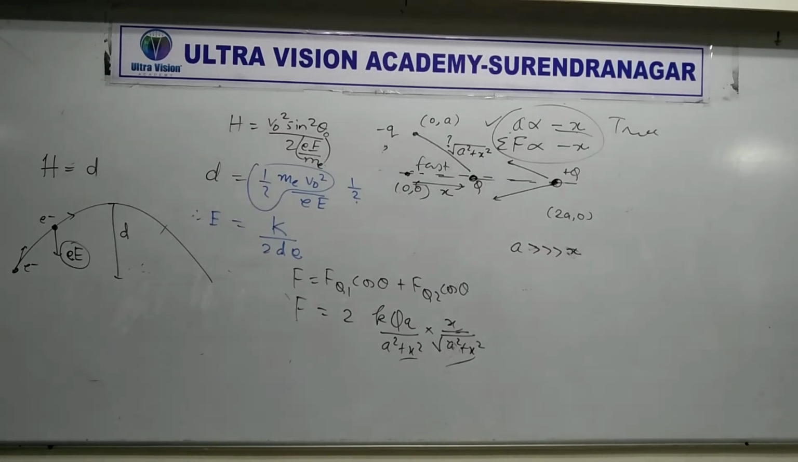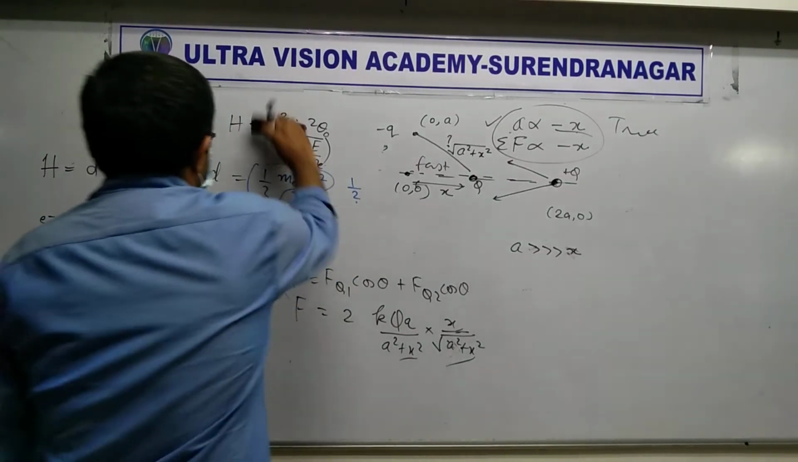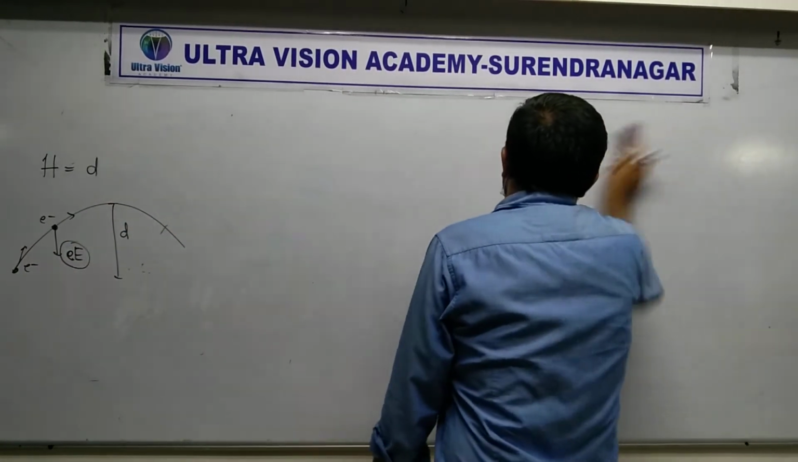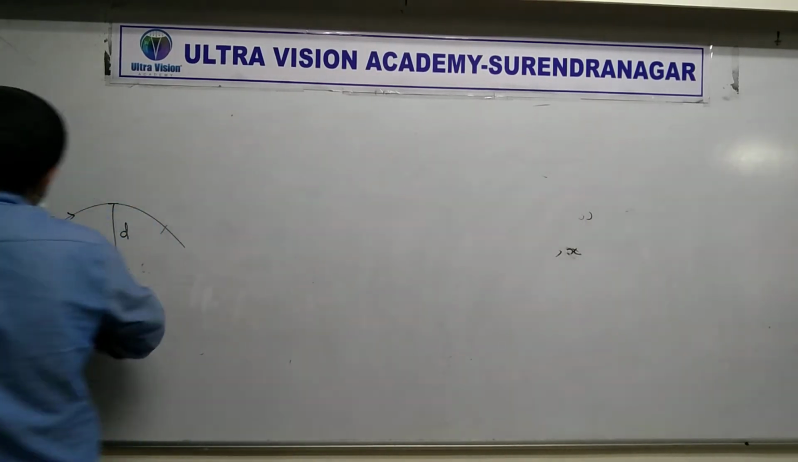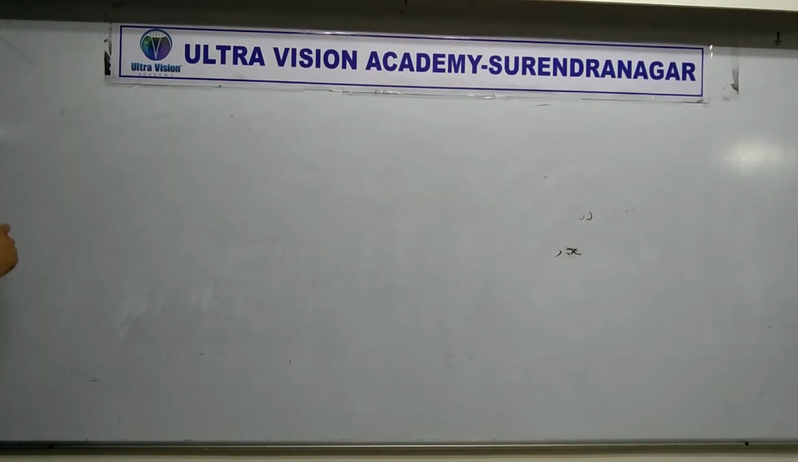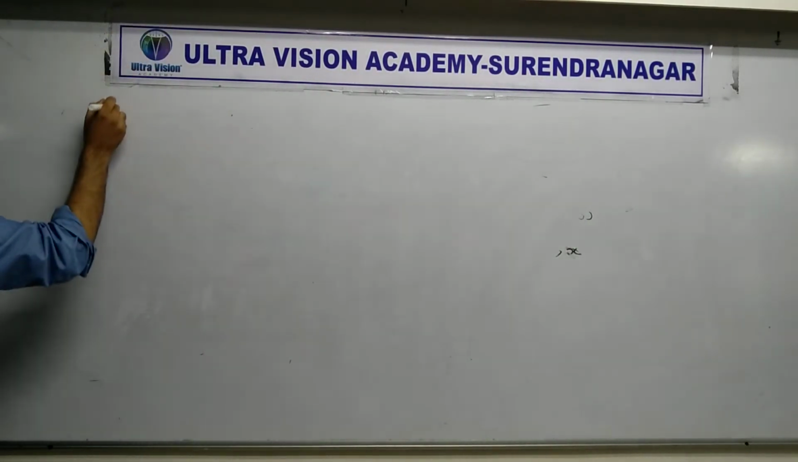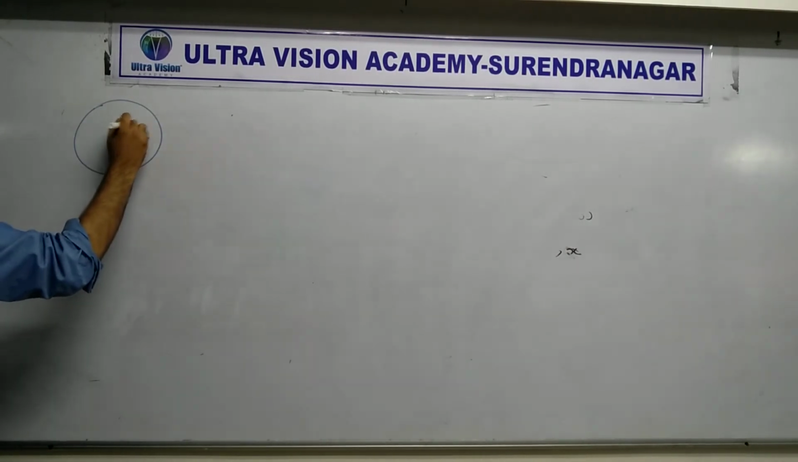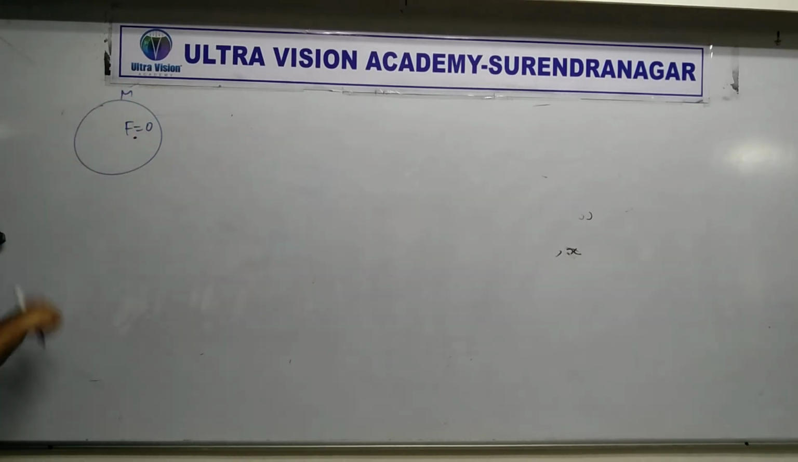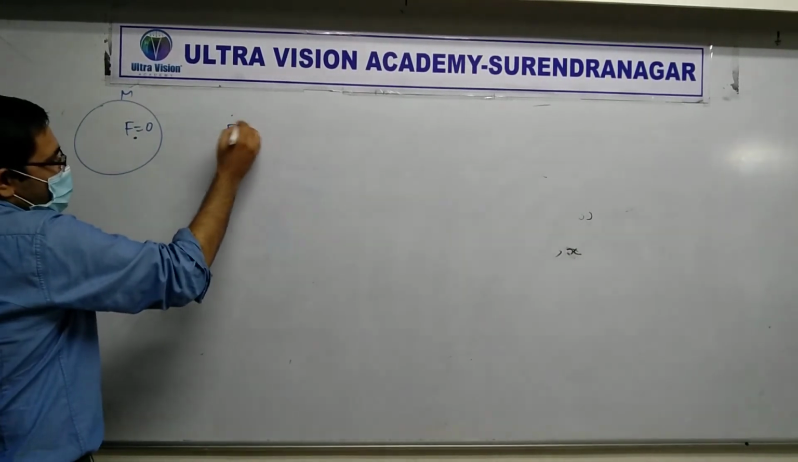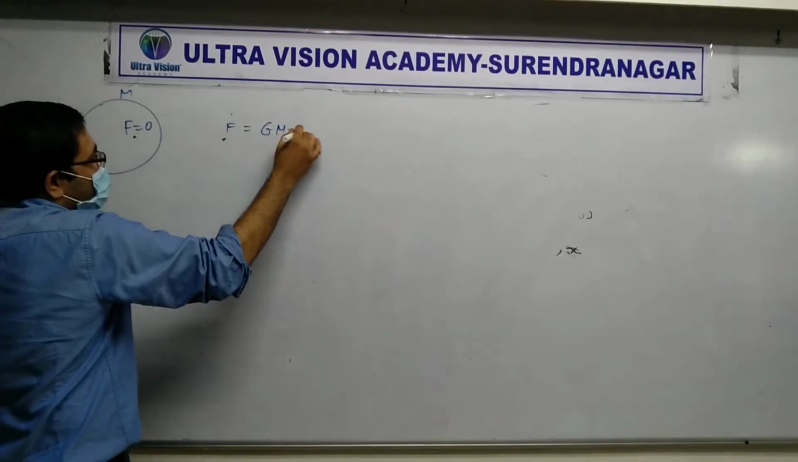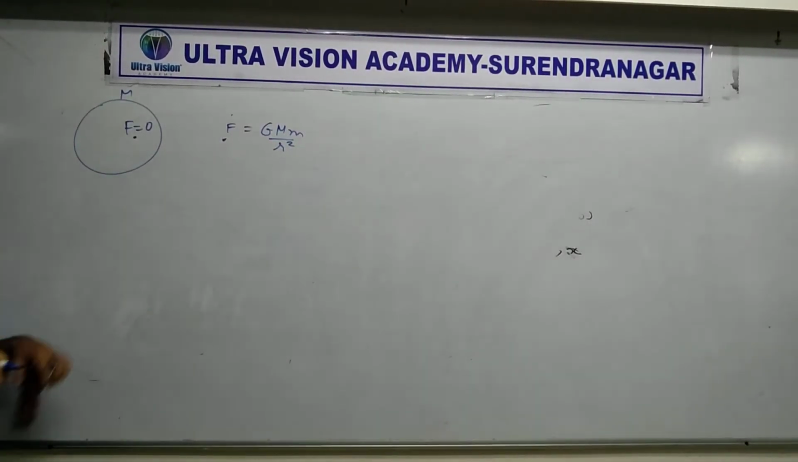Proof, of course, I will tell you. Do you remember that in gravitation we have learned that if there is a shell, a uniform shell, then the force inside the shell is zero? Do you remember that? Yes. And for outside the shell, you can just assume that all the mass is concentrated at the center. So it's just like between two point masses, GMm by R square.